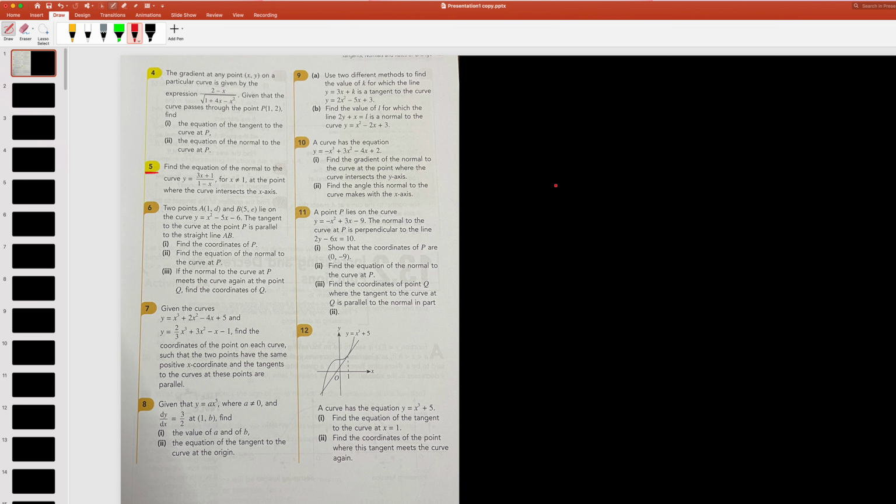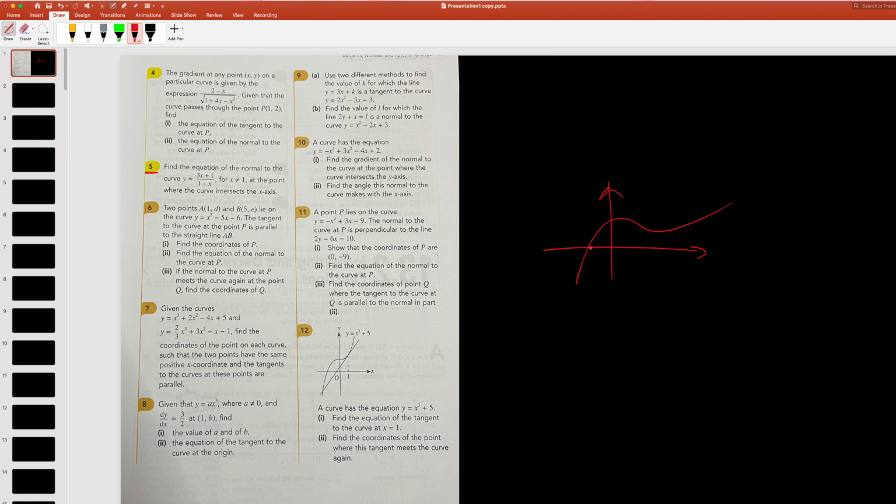The curve. So you have a curve. I don't know how it looks, but let's assume it looks like this. It might not look like this, but anyway, just assume it looks like this. So the equation of the normal to the curve at the point where the curve intersects.